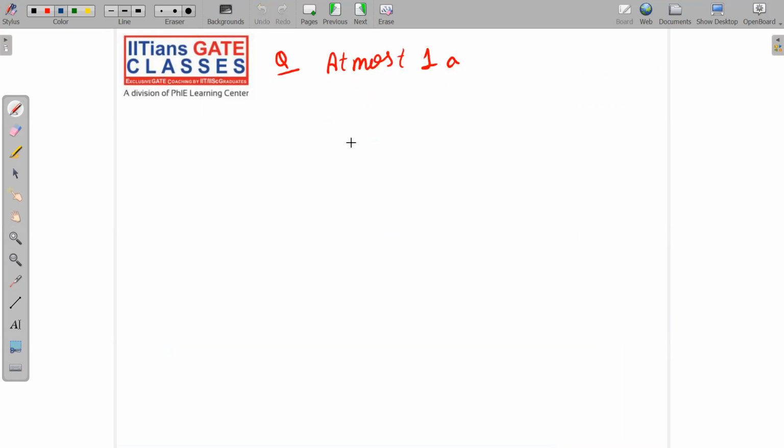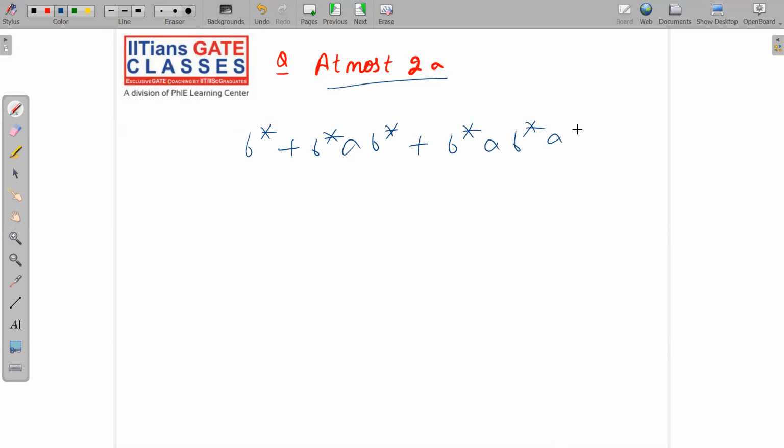That's it. Now, at most 1A. At most 1A means what? B star plus B star A, B star. 0A or exactly 1A. Okay. Next, at most 2A's: B star plus B star A, B star plus B star A, B star A, B star. 0 A's, 1 A, 2 A's, at most 2 A's.